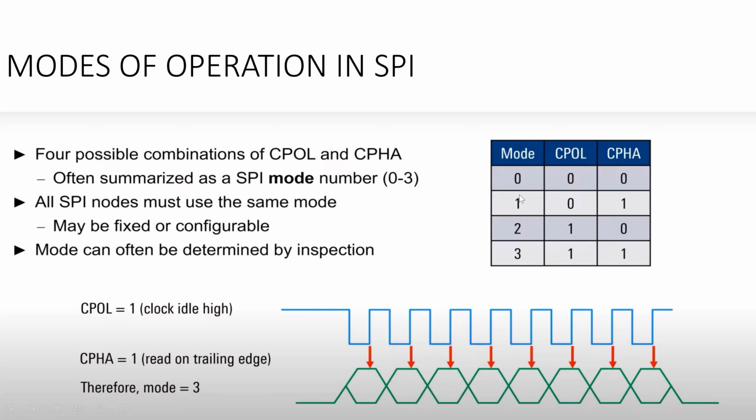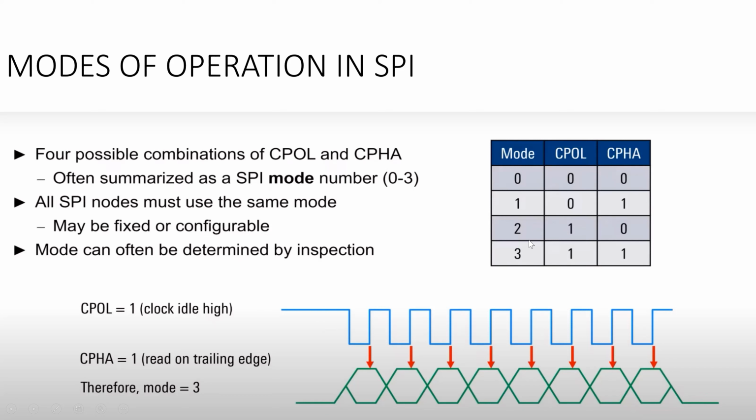Coming to mode 1, the clock polarity is active low, and the clock phase means sampling at the trailing edge, the falling edge. Here it is at a low level, active low, in the first two stages, and it is sampling at the leading edge and at the trailing edge. Whereas coming to the clock polarity, it is initially one and it is falling.